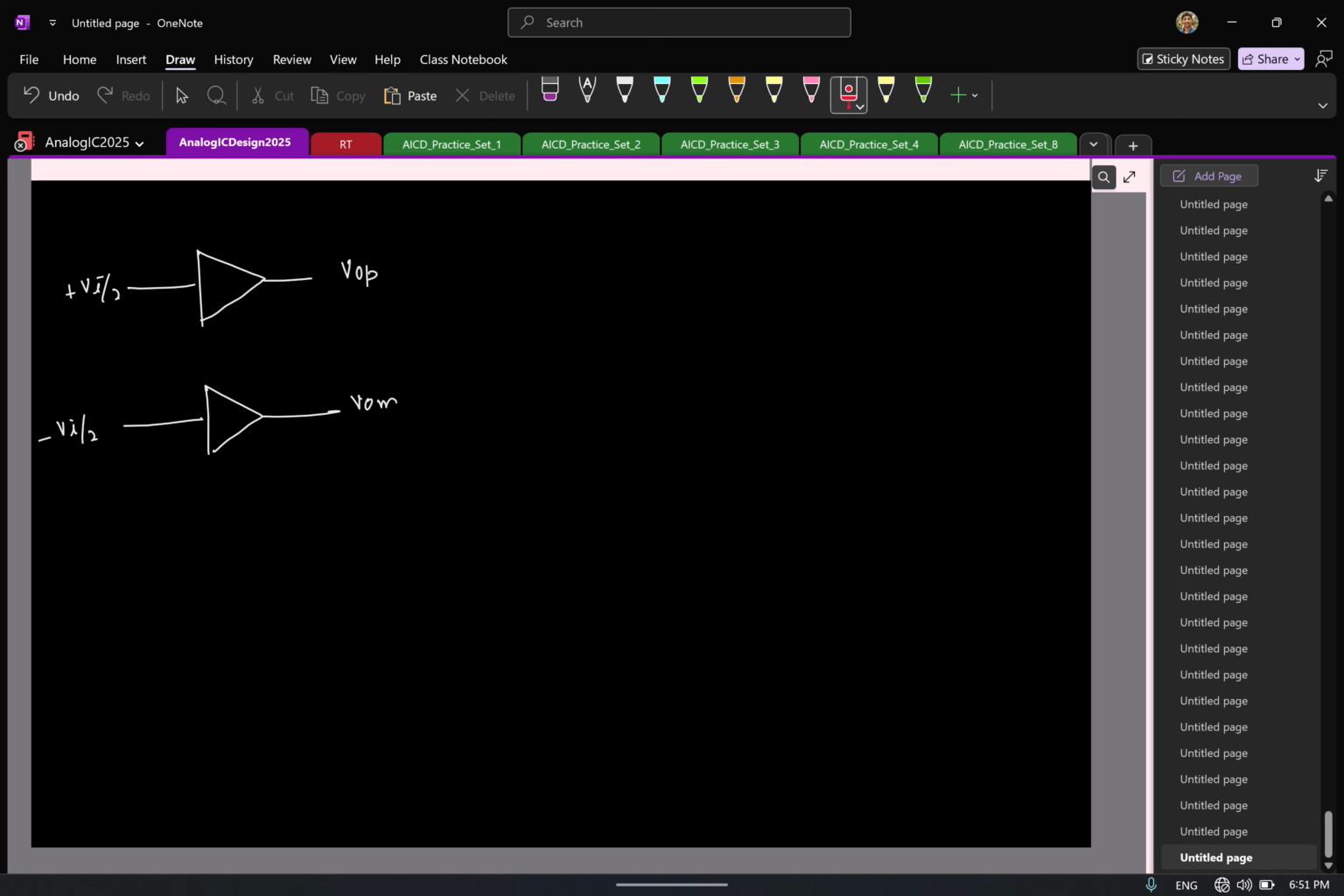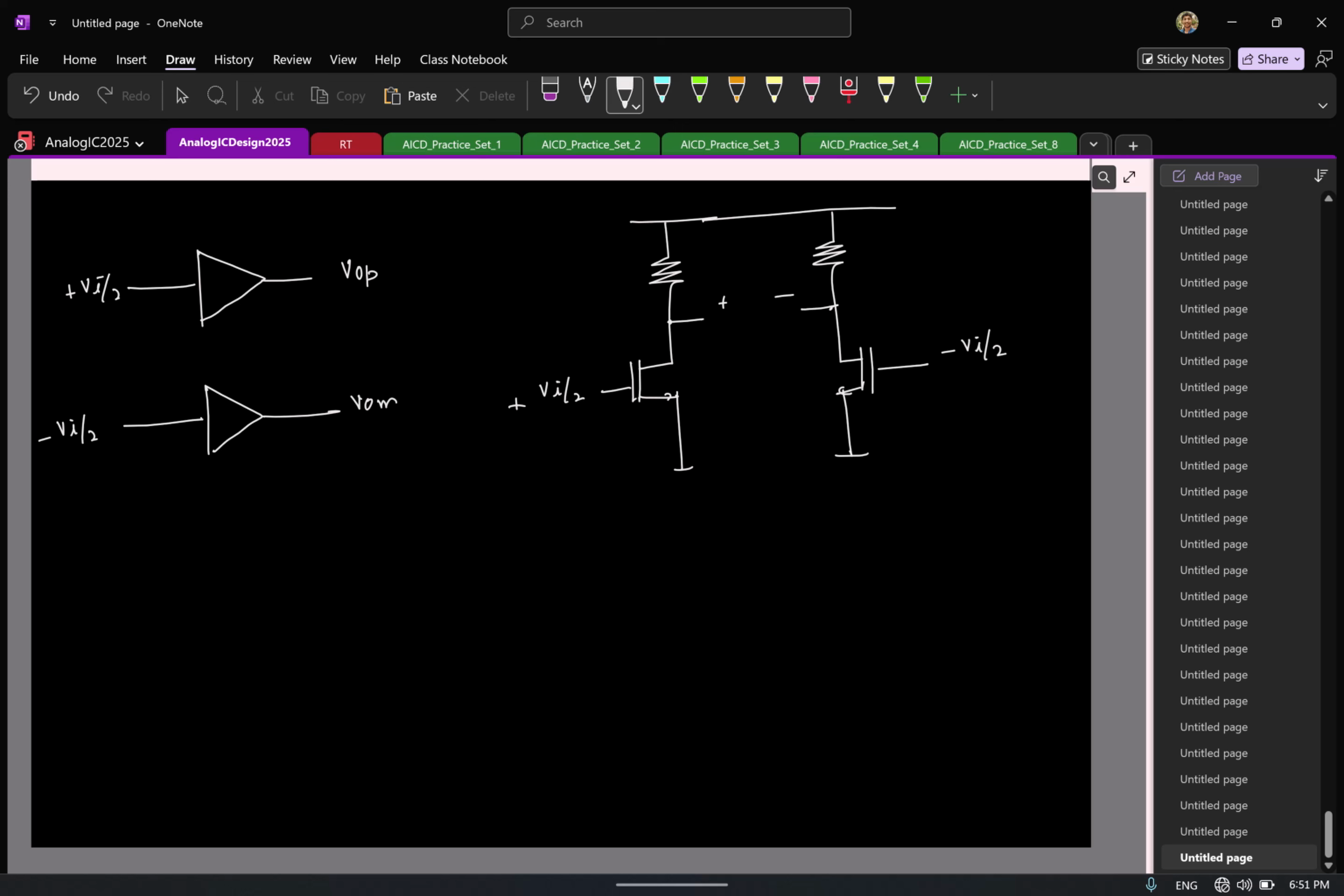So which means if you make it in circuit, this might look like this. I have a simple common source processing plus half of the input. Similarly, I'll have an identical common source taking the negative half, and you define your output as the difference between these two.